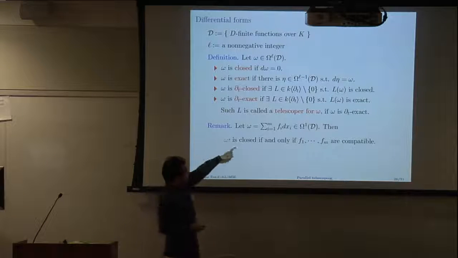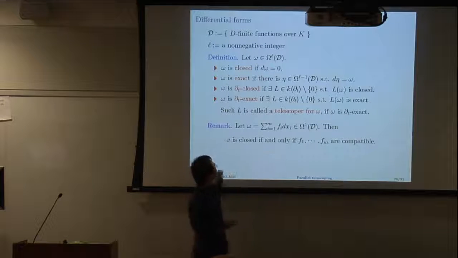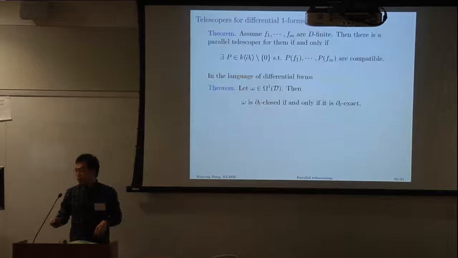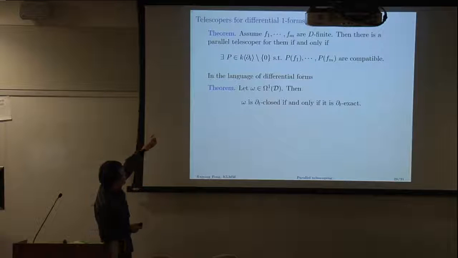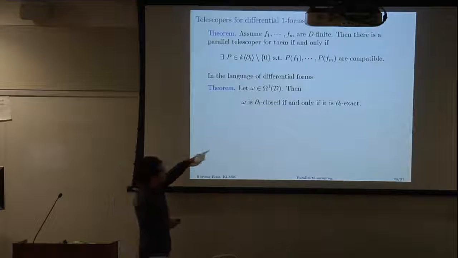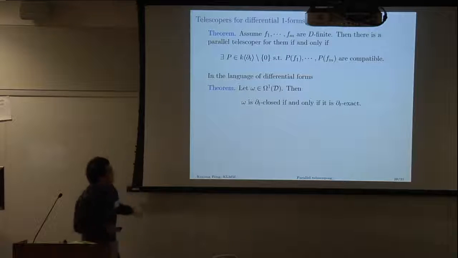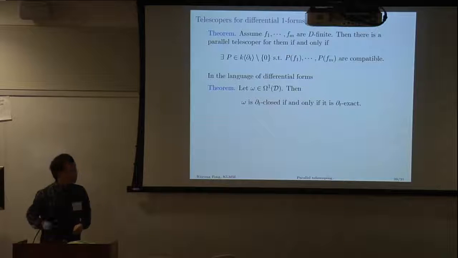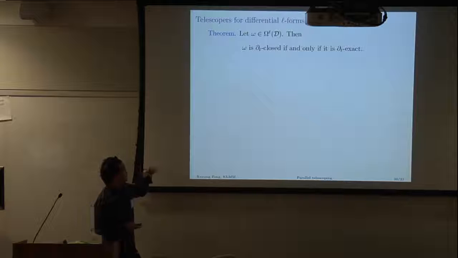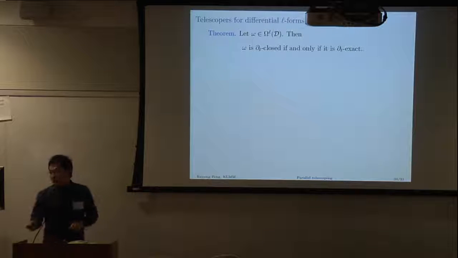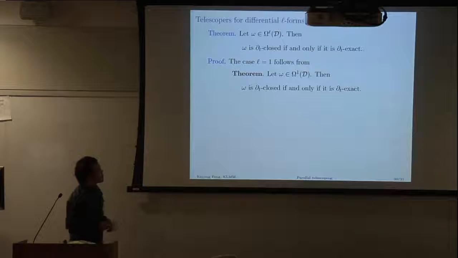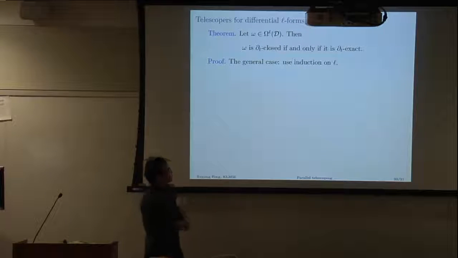And we know that if omega is a differential one form, then omega is closed if and only if its coefficients are compatible. So we can restate this theorem in the language of differential forms. Let omega be a differential one form, then omega is dt-closed if and only if it's dt-exact. And this result can be generalized to general differential forms. Here it is: let omega be a differential l-form, then omega is dt-closed if and only if it's dt-exact. The proof of the case l equals 1 just follows from this theorem. And for the general case, just use induction on l.